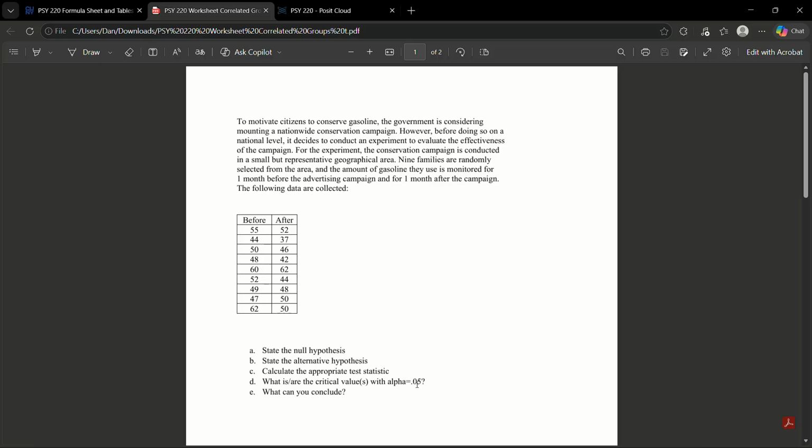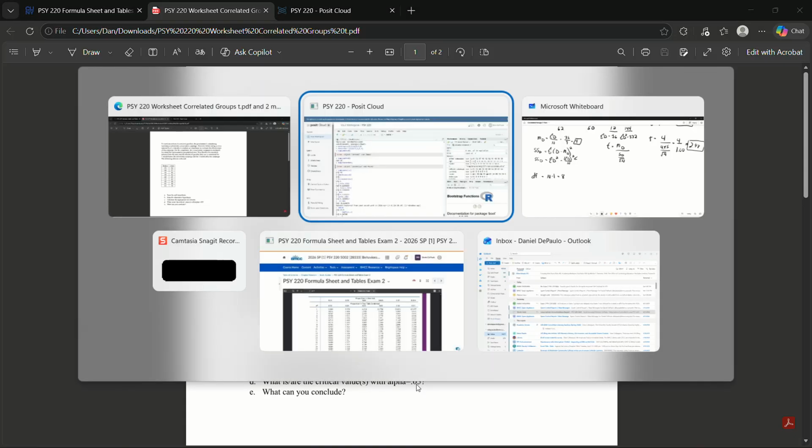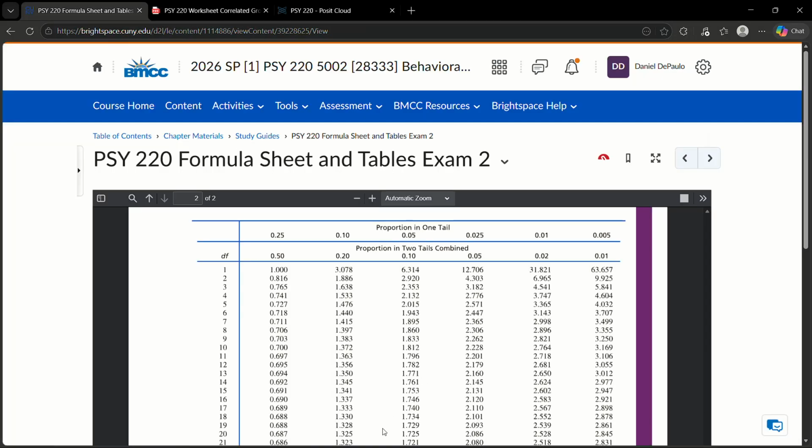0.05. So we're going to do a one-tailed test because we're looking for a reduction. Right? So is this campaign working to reduce gasoline? We expect, if the alternative hypothesis is supported, that after should be lower than before. So before minus after should be positive, and we do have a positive before minus after. So the mean is showing us it's in the right direction. We're going to do a one-tailed test at 0.05 and look at the critical value.